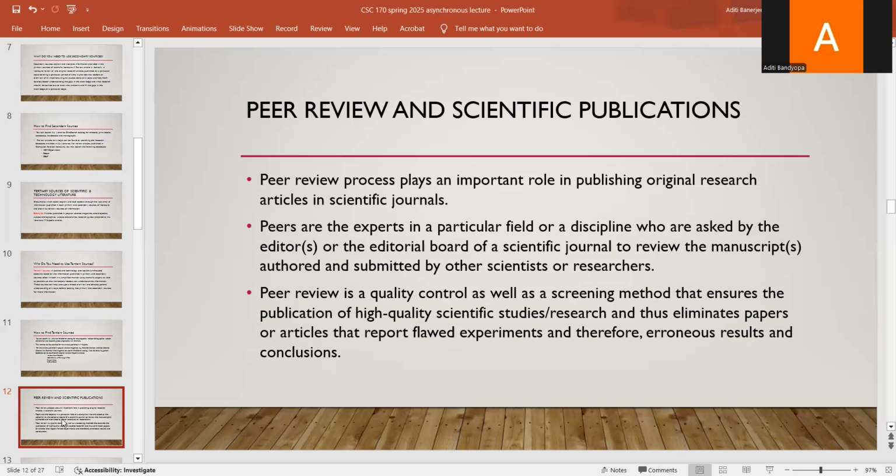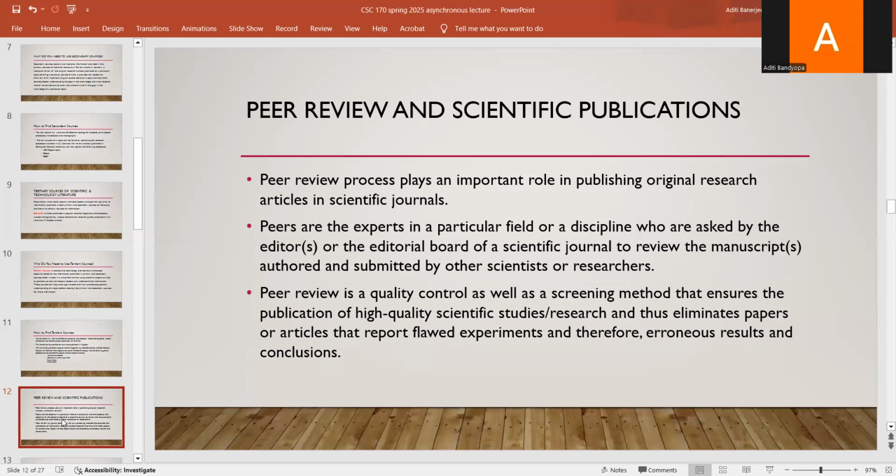Peers are the experts in a particular field or in a discipline who are asked by the editors or the editorial board of a scientific journal to review the manuscripts that are authored and submitted by other scientists or researchers to be considered for publication in a journal of good reputation.